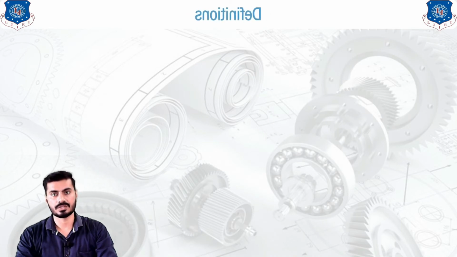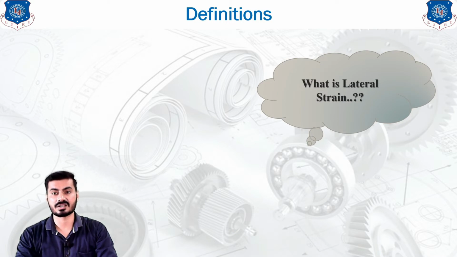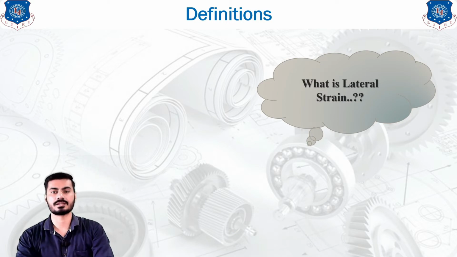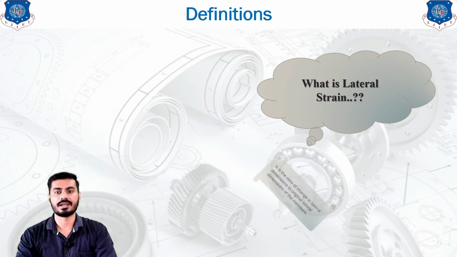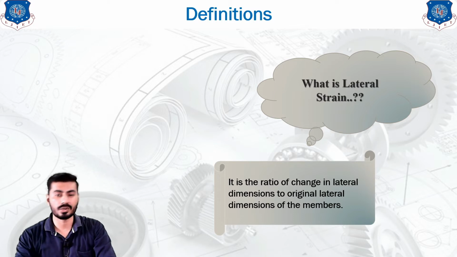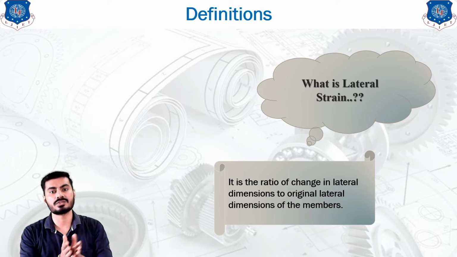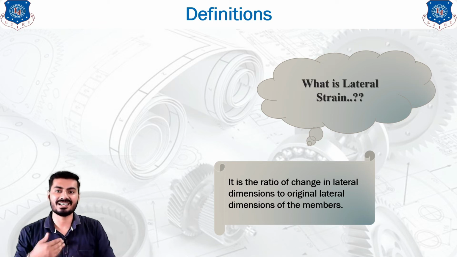Another definition which is used for the Poisson's ratio is known as the lateral strain. Now, what is lateral strain? There is only a small difference between the linear strain and the lateral strain. The definition itself indicates that difference, that is, it is the ratio of the change in lateral dimension to the original lateral dimension of the member. Now, what are the lateral dimensions? As we have already defined, the linear dimensions are the dimensions along the longitudinal axis. Now, what are the lateral dimensions?